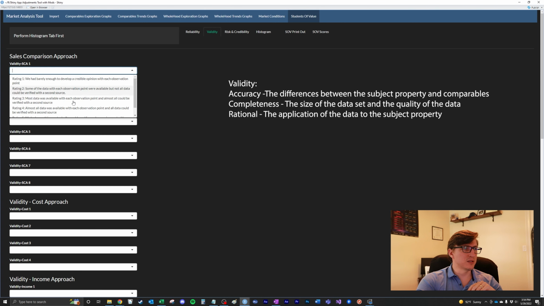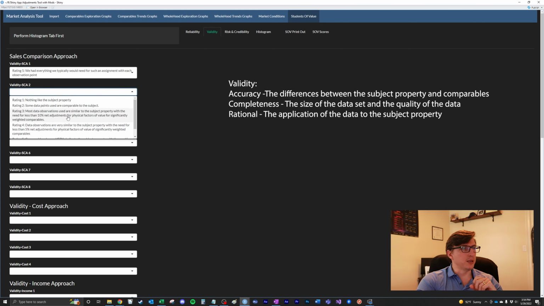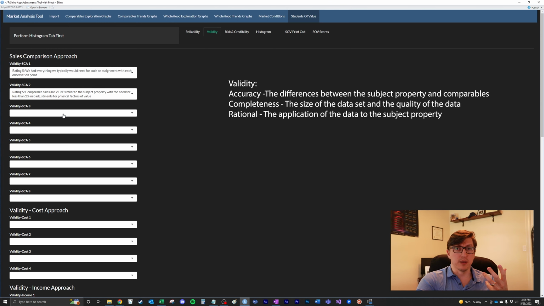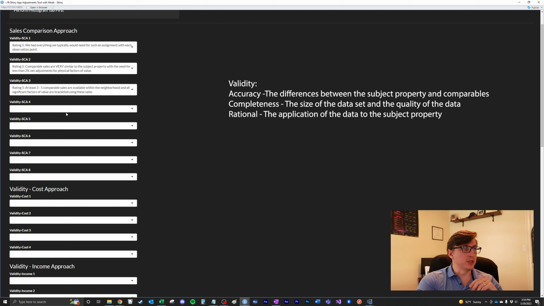And there's a bunch of different ratings here. First one, we would be talking about the number of data points that we would have, and typically we would need that for such an assignment of each data point. How similar or different the comparable sales that were able to be used are, how similar are they to the subject property, the number of sales that we were able to use.